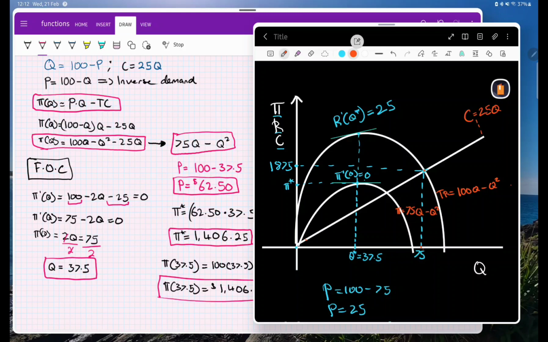Now, if you look at your Q star of 37.5, which is what we have over here, that will equal your profit function where the slope is equal to 0. And you will maximize your profits at that point, which will be $1,406, I believe, 25 cents.